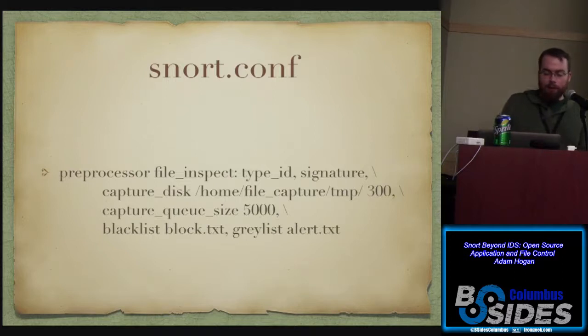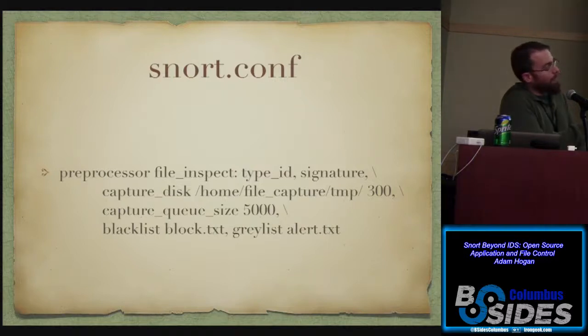And then we can add our preprocessor config. So I can just say, hey, I want to identify file types. I want to do the signature configuration, or not. You can leave that off if you don't want to calculate the SHA-256 of each file. And I can specify where I'm going to capture it. So there's the directory of the disk I'm going to capture files, and how much memory to use for that.